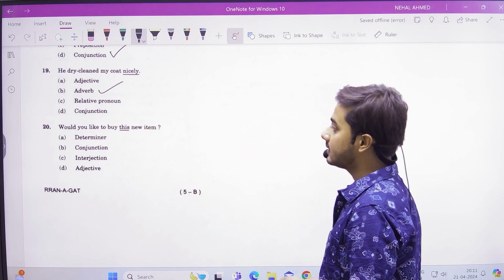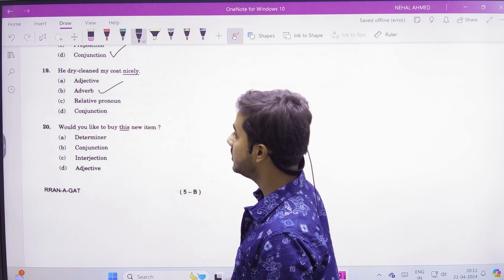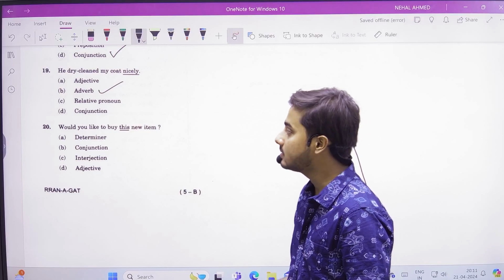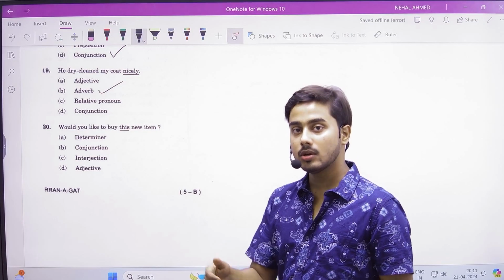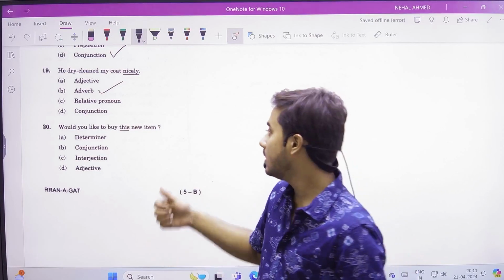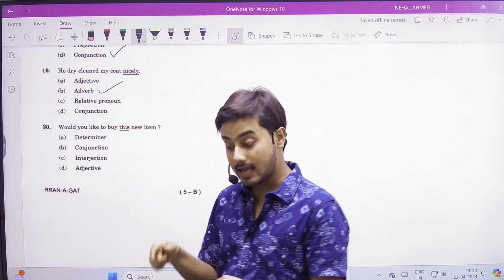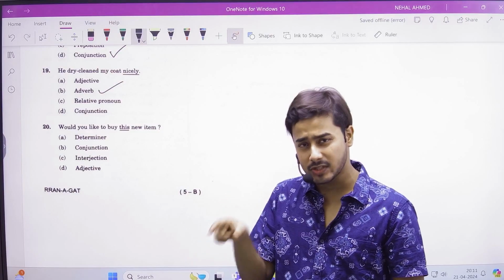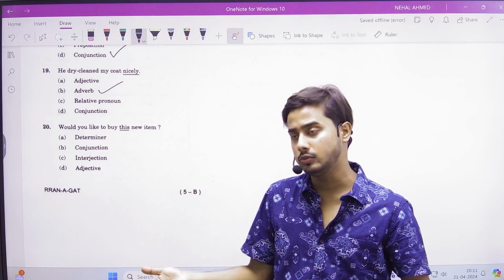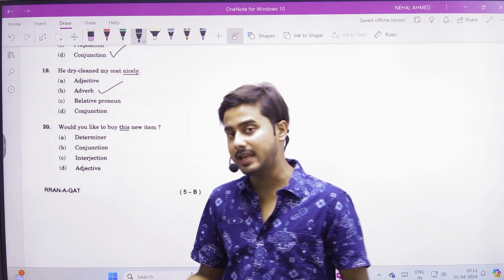Lastly, looking at our last question from this section, would you like to buy this new item? So here I am basically helping whosoever I'm asking the question to understand and point out a very specific item which is basically available among many, right?